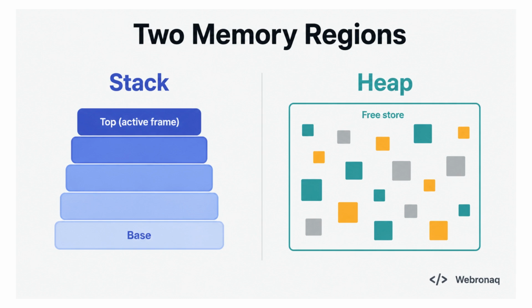Think of it like a neat pile of cafeteria trays. Each time you call a function, a new tray gets placed on top. When that function finishes, the tray is removed, clean, and automatic.